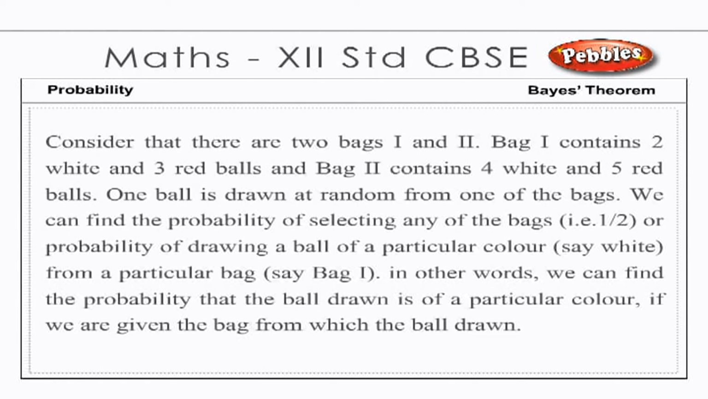Bayes theorem. Consider that there are two bags, 1 and 2. Bag 1 contains 2 white and 3 red balls and bag 2 contains 4 white and 5 red balls. One ball is drawn at random from one of the bags. We can find the probability of selecting any of the bags, that is 1 by 2, or the probability of drawing a ball of a particular color, say white, from a particular bag, say bag 1. In other words, we can find the probability that the ball drawn is of a particular color if we are given the bag from which the ball is drawn.